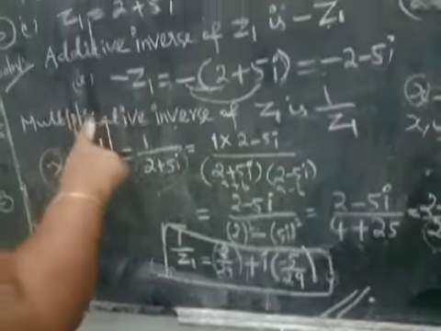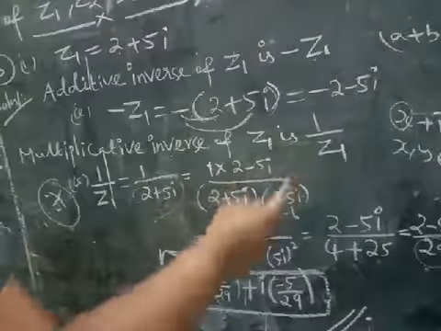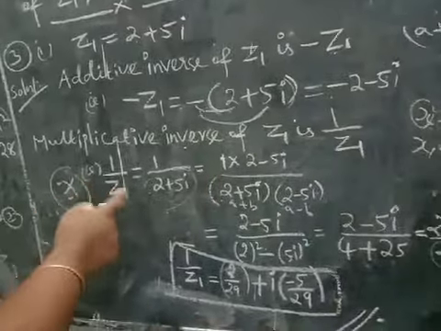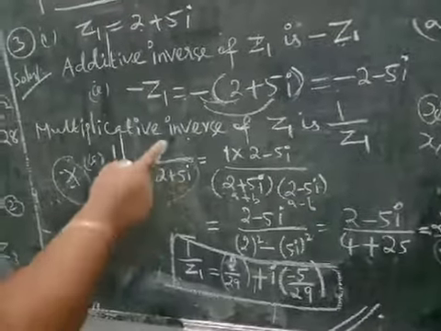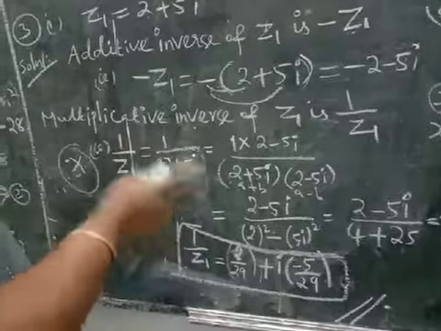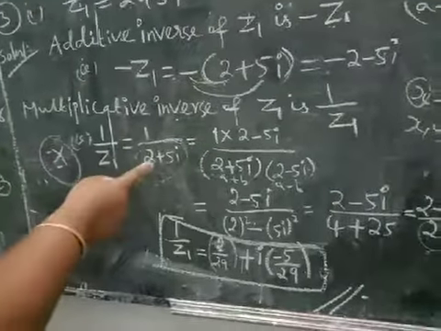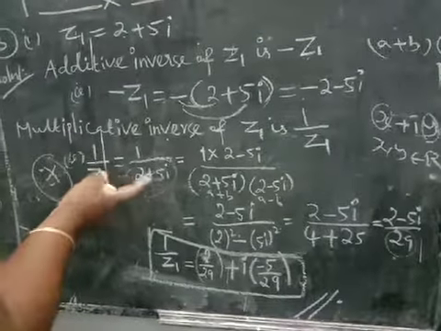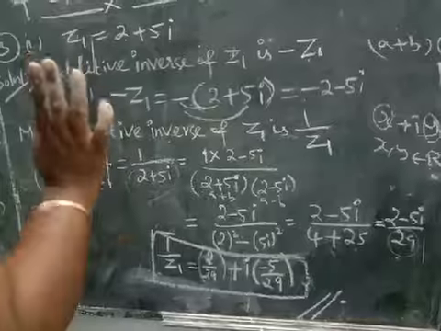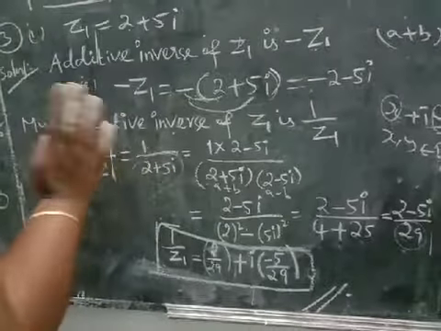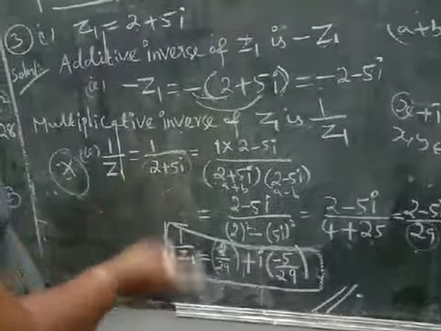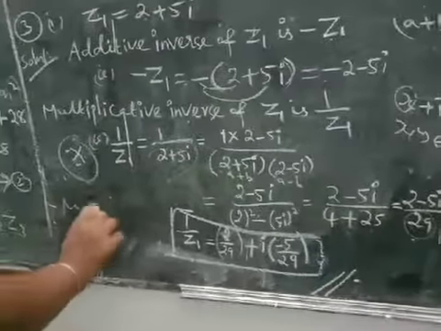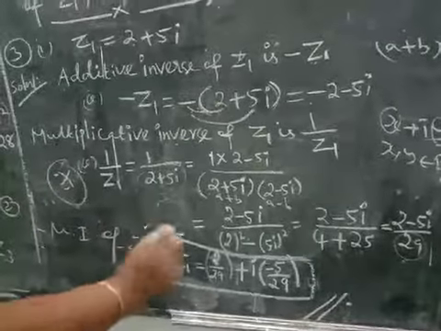So the multiplicative inverse of z1 is 1 by z1. This is also a complex number. But we can't write 1 by 2 plus 5i as 1 by 2 plus 1 by 5. This is wrong. Already previously I explained that. Because this is a complex number in the denominator. Suppose if it is a real number we can write it, but the numerator should be a sum of two numbers. In that time itself we can decompose it. Okay. So now this is a complex number. Therefore the multiplicative inverse of z1 is 1 by z1.